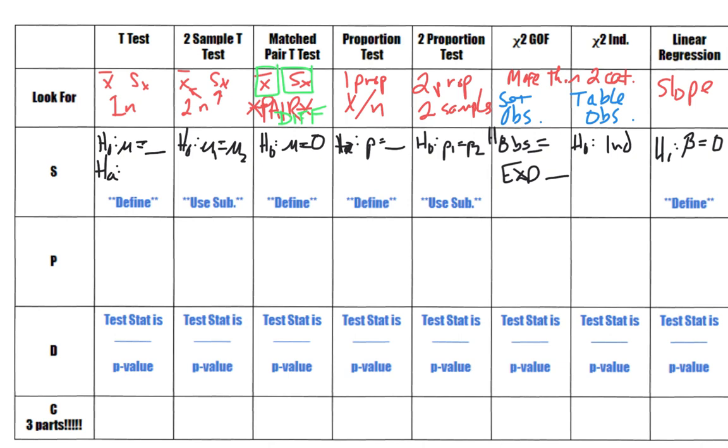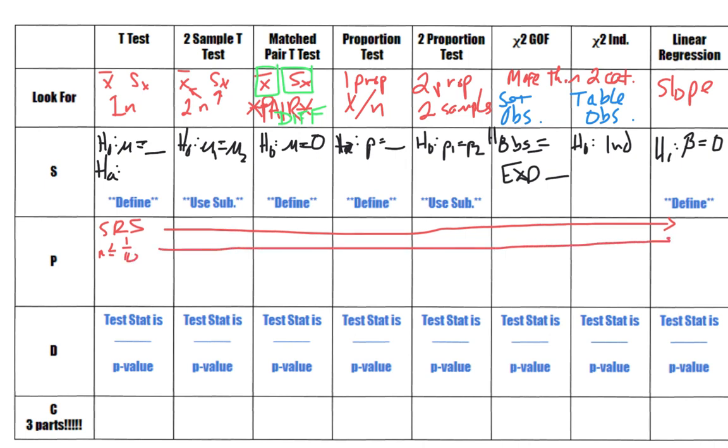All right. Now, during the plan portion, everything needs to be a simple random sample. We want good data for everything. Okay? For the t-test, and for all of the other tests, we have that 1/10. Sample size is 1/10 the population size.